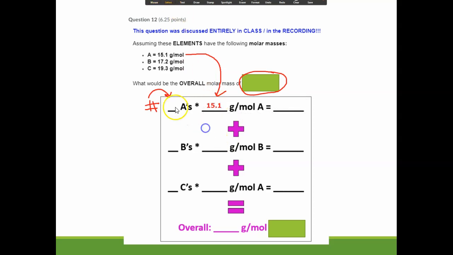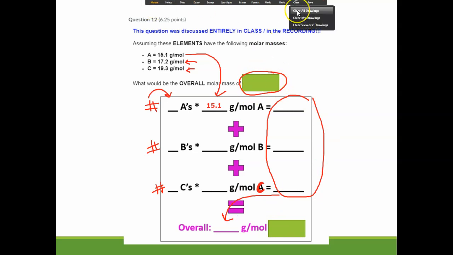So once you have the number of A's in your compound, multiply by 15.1, and that should give you the final amount of all of the A's. Same thing, put the number of B's here, put the number of C's here, and multiply them by their appropriate molar masses. You can see the molar mass of B, molar mass of C, and that'll give you the total mass for B's, and the total mass for letter C. And then finally, all you have to do is add them all up together. Take all of these answers, add them up, and that will give you the overall molar mass of this initial compound. Pause the video and continue playing when you're ready.